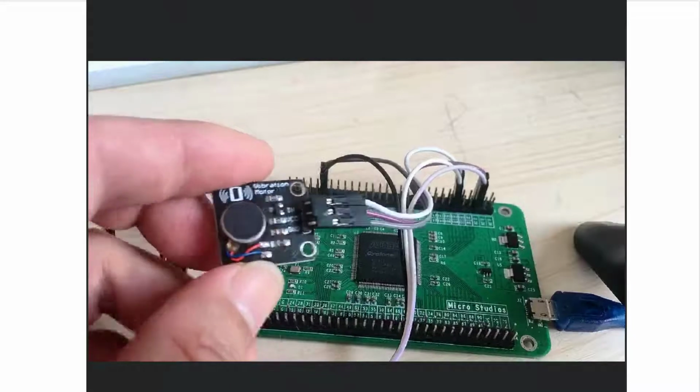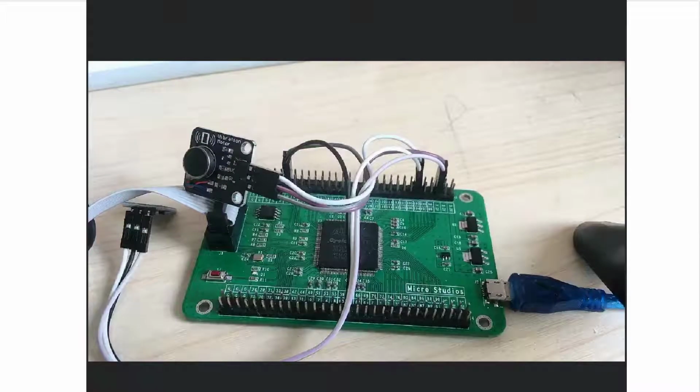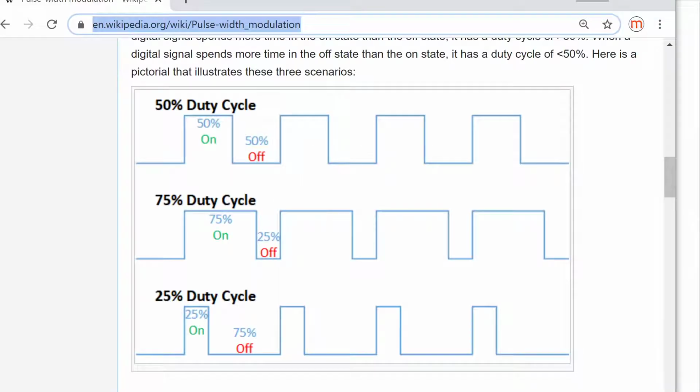Here we will use the FPGA to control it. And how do we control it? Usually we will use the PWM wave to control it. So how do we generate the PWM wave in the FPGA? First, let's take a look at the wiki for the PWM wave.